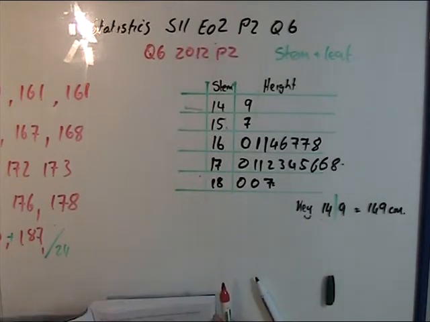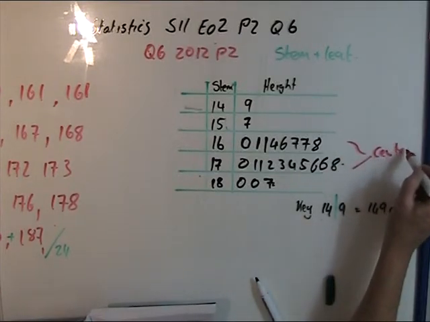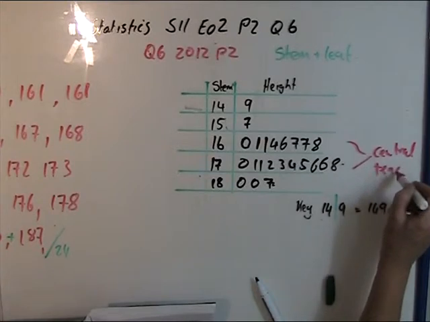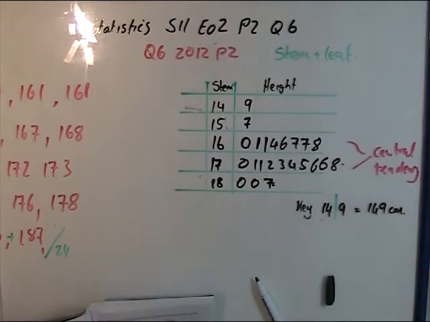Now, location or central tendency. So central tendency is here. That's where you find the mean and the median. So the location of the central tendency is around 16 and 17.